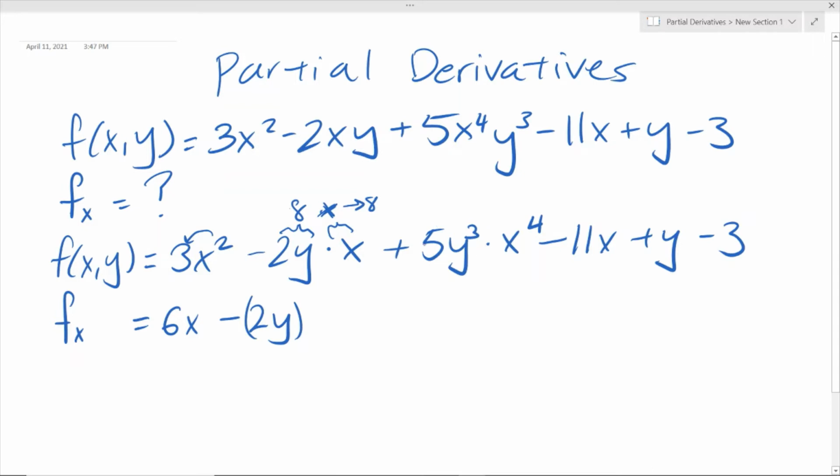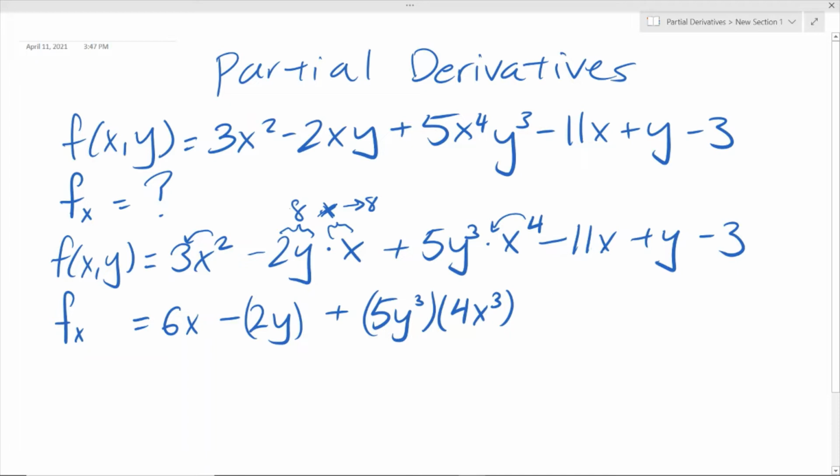Now here, it's the same concept, very similar. So 5y cubed is our constant, and here it's x to the exponent of 4. Well, the constant's not going to be affected. I'm just going to leave it like this. And then x to the exponent of 4. If we were to use the power rule, we would get 4x cubed because we would bring this 4 down, and then we would subtract 1 from 4, and we get 3. And so that's what we get, and the constant remains unaffected. Y is a constant, remember that.